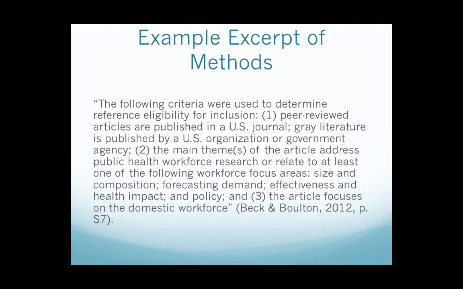They include sentences like this one, in which they describe the criteria for inclusion and information about available sources. The following criteria were used to determine reference eligibility for inclusion. 1. Peer-reviewed articles are published in a U.S. journal. Gray literature is published by a U.S. organization or governmental agency. 2. The main theme or themes of the article address public health workforce research or relate to at least one of the following workforce focus areas: size and composition, forecasting demand, effectiveness and health impact, and policy. And 3. The article focuses on the domestic workforce.